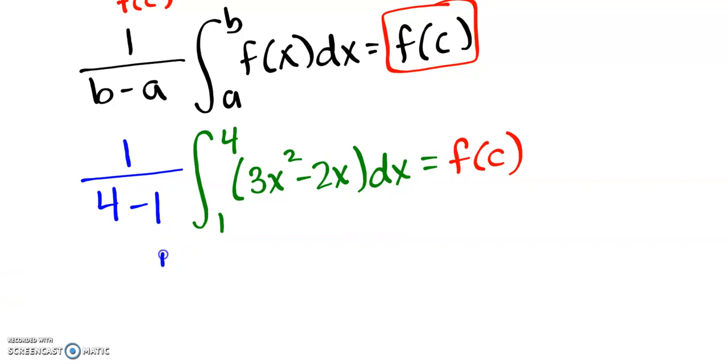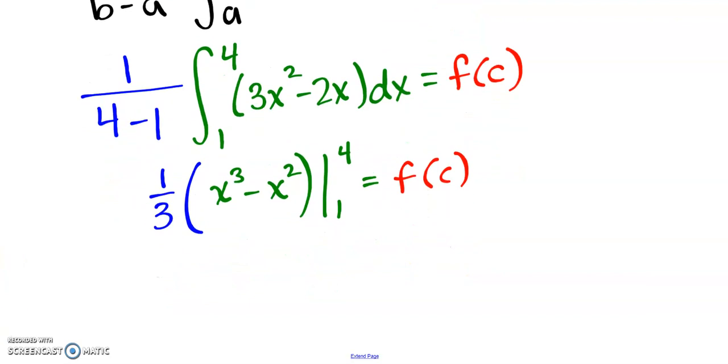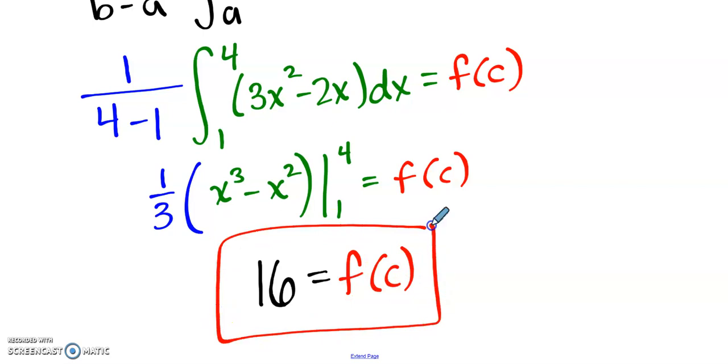Okay, continuing on, this will be 1/3. This integral would be, I was supposed to change to green. This will be x to the 3rd minus x squared, evaluated from 1 to 4, equals that magic height. Go ahead and take a second to finish out plugging in 4 minus plugging in 1. We should end up with 16 is my magic height.